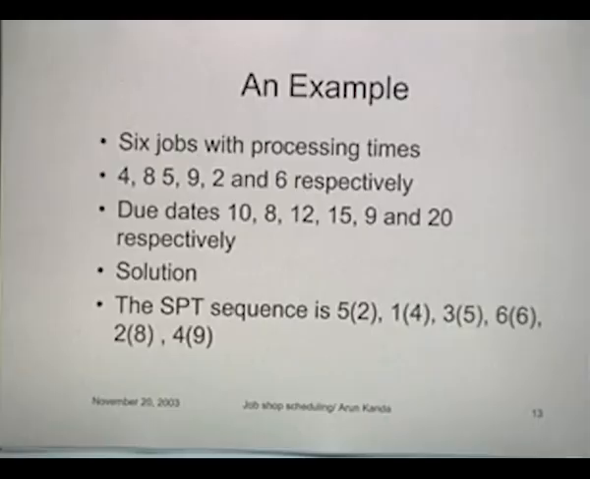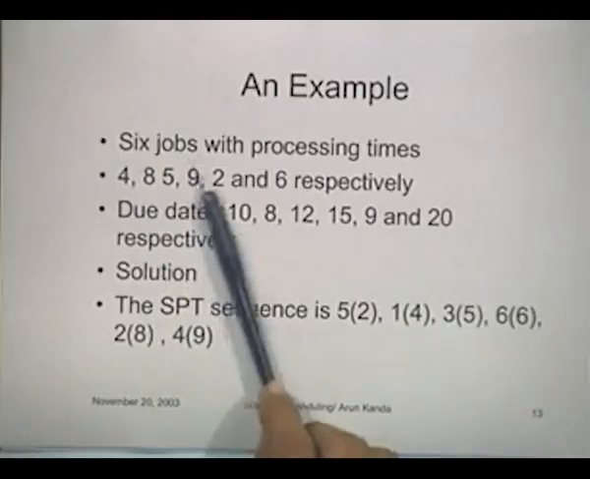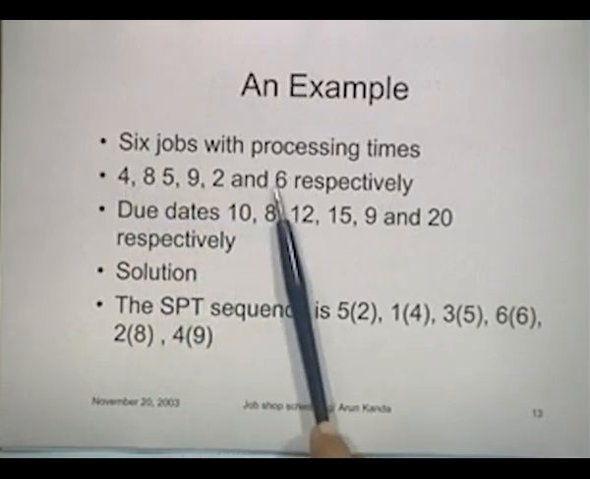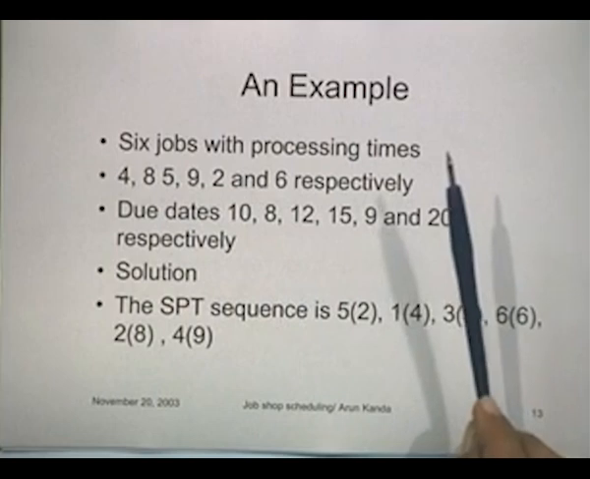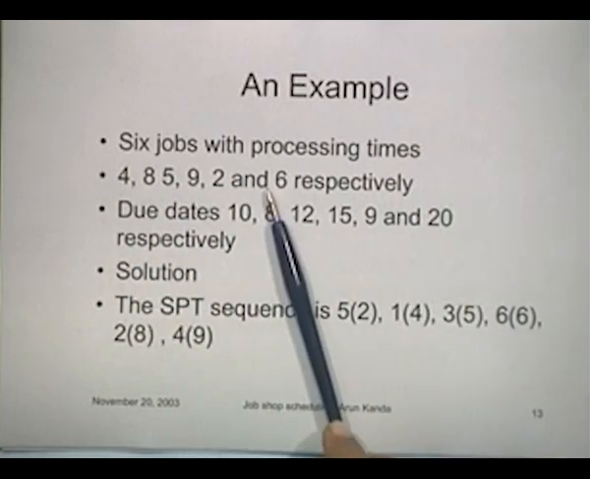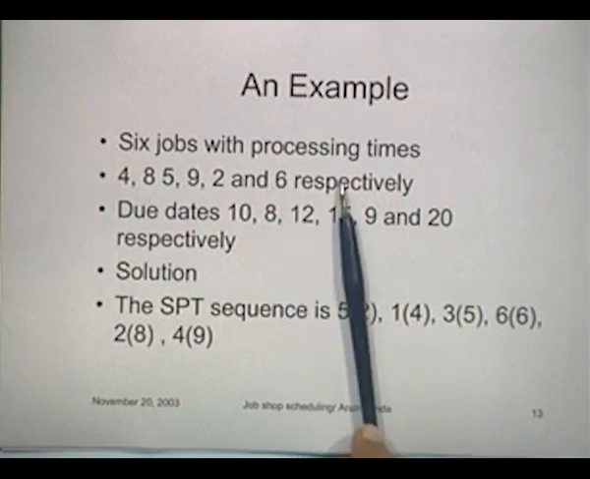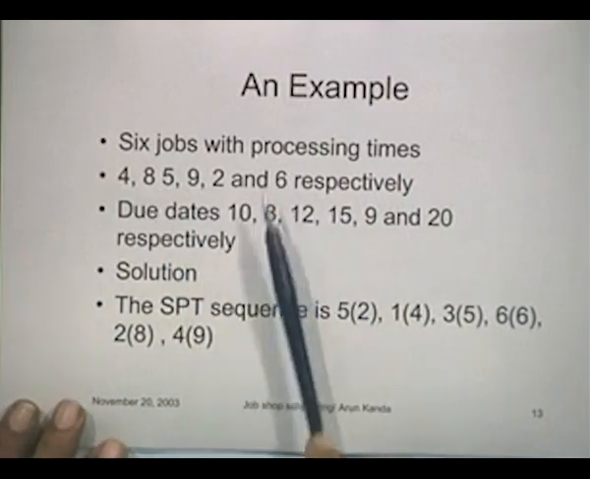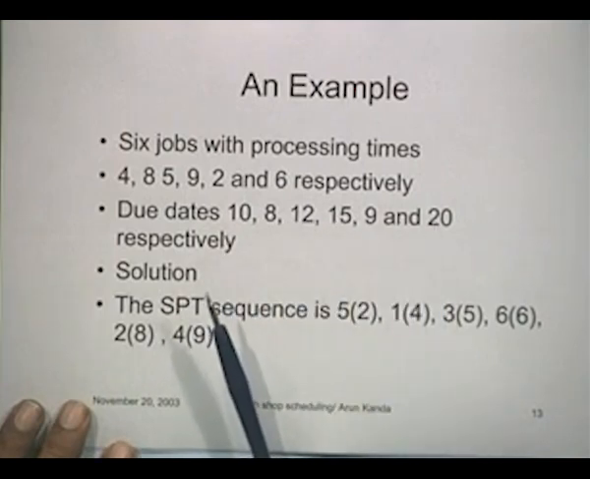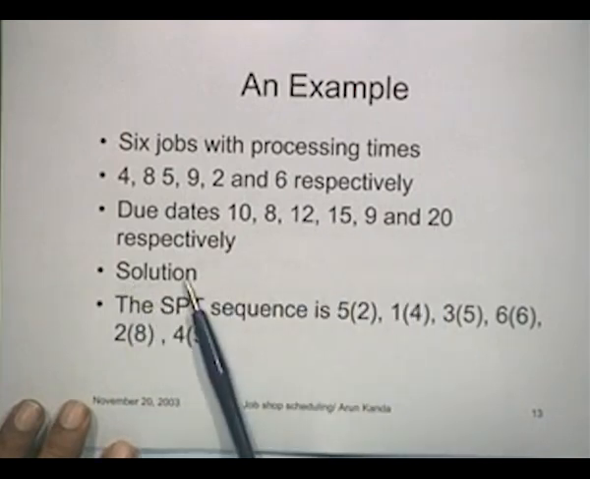Let's take an example and try to see what would be the implication of choosing an SPT rule. Let's say that there are 6 jobs with processing times 4, 8, 5, 9, 2 and 6 respectively. So 6 jobs have to be processed, and these are the processing times available for the 6 jobs, and the due dates for these jobs are 10, 8, 12, 15, 9 and 20 respectively. So the final solution is therefore very simple.